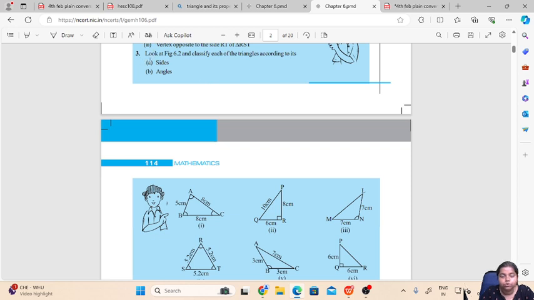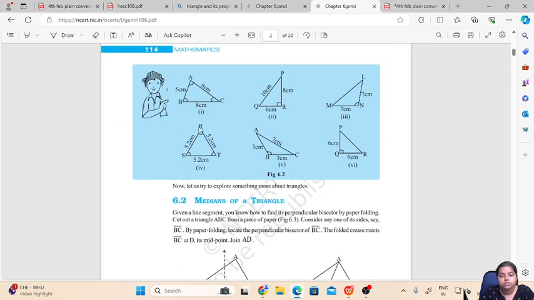Now in the third question they have told us to look at figure 6.2 and classify each of the triangles according to its sides and angles. So this is figure 6.2 and we have to classify the triangles based on their sides and angles. So here you can classify it.